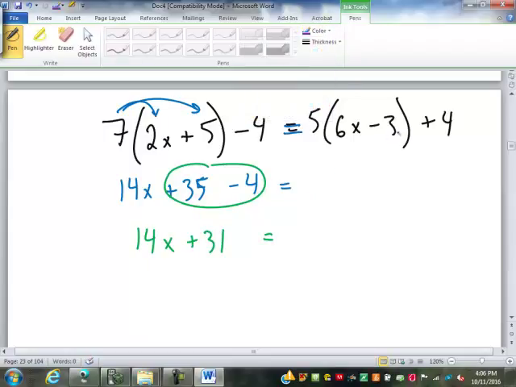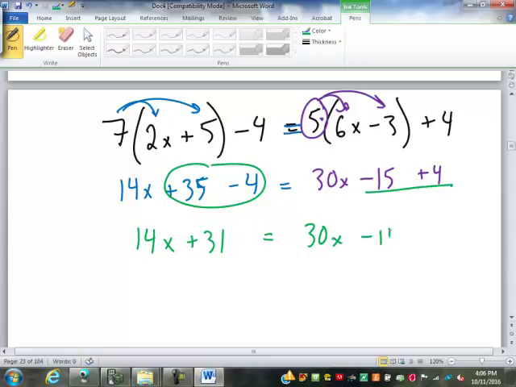Parentheses, anything I can do in the parentheses? No. How about to the parentheses? It's times 5. 5 times 30x? 30x, thank you. 5 times negative 3? Negative 15 plus 4. So what we can combine there, again, the x stands alone. Negative 15 and positive 4 becomes negative 11.